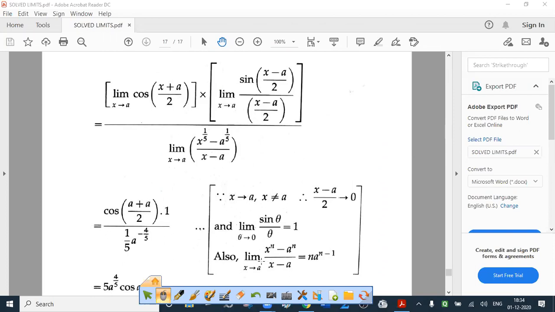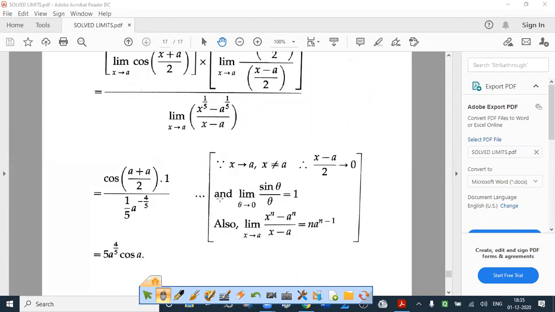Which standard result? See this one, limit x tends to a, x raised to n minus a raised to n upon x minus a is n a raised to n minus 1. So 1 upon 5 a raised to 1 upon 5 minus 1, that is minus 4 by 5. The value of this limit being a standard trigonometric limit, its value is 1. Can I write 1 directly? Yes, I can. See, this is the angle. Does the angle tend to 0? Yes, it does. Is it fully repeated in the denominator? Yes, it is. Is it in radian? Yes, it is. Of course, you have to mention that in the bracket. So what is the final answer? 1 upon 5 a raised to 4 by 5 into cos a.